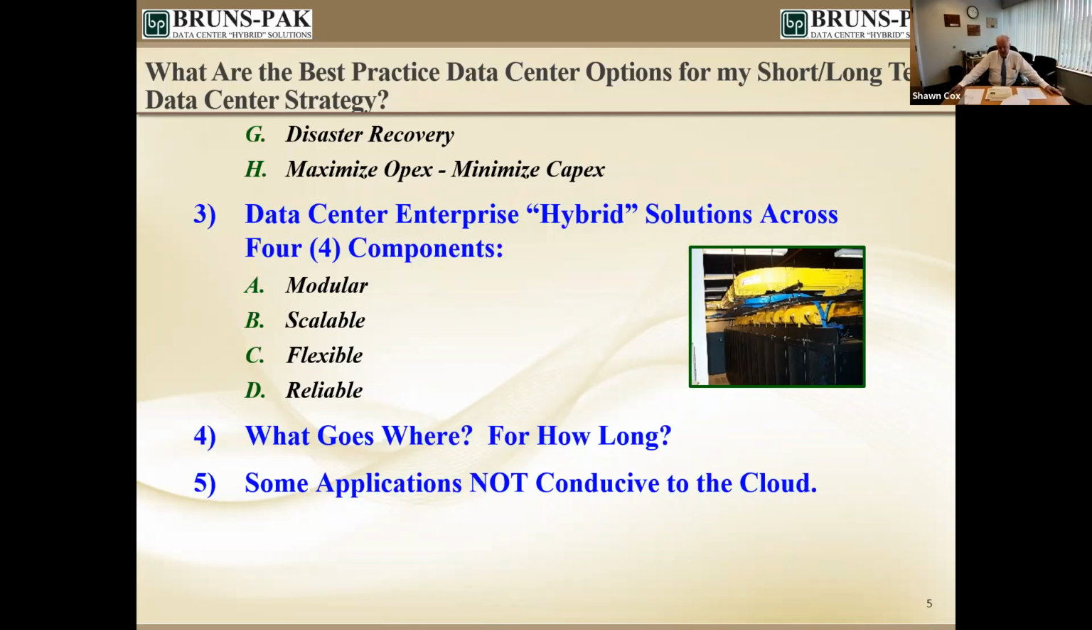The data center enterprise hybrid solution across those 4 components is modular, scalable, flexible, reliable. That's absolutely key. Whether you're in the cloud or whether you're in co-location or enterprise or edge, how does this scale on demand with the flexibility and reliability? And how do I contain my costs as I'm going through all that? The key is on number 4, what goes where, for how long?